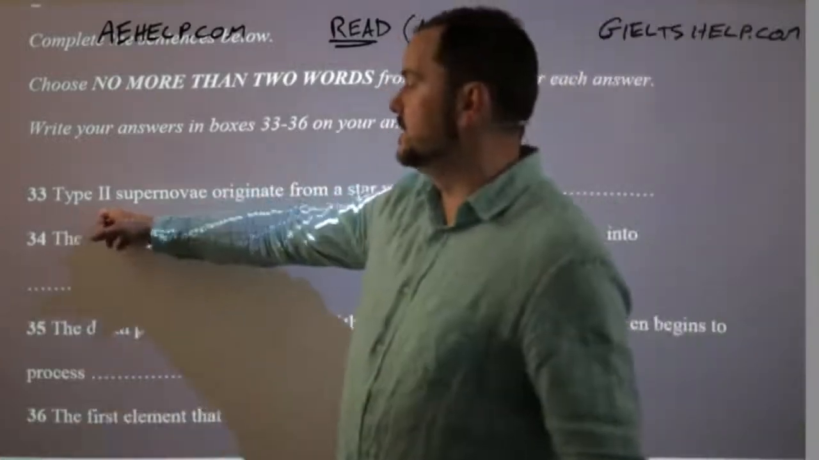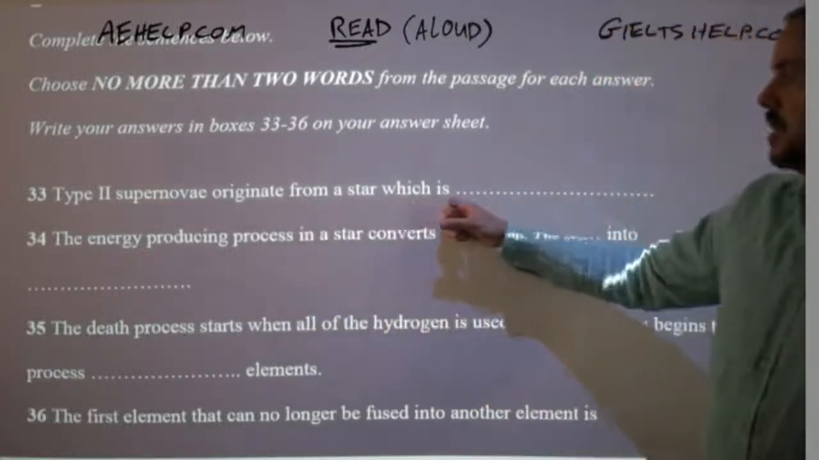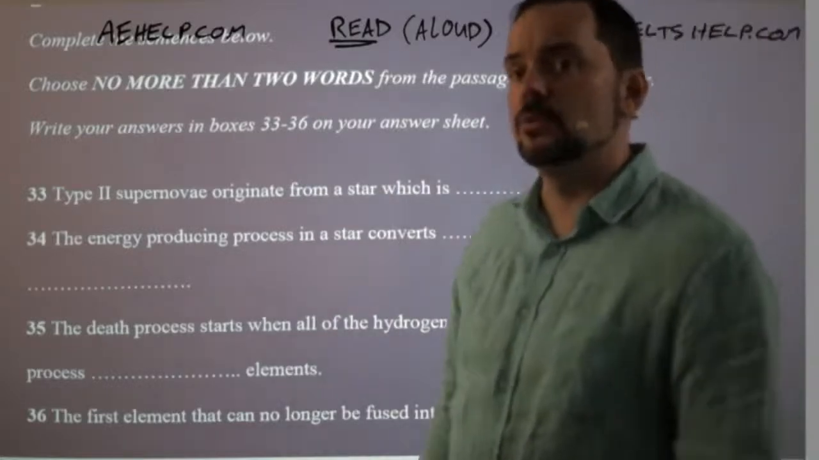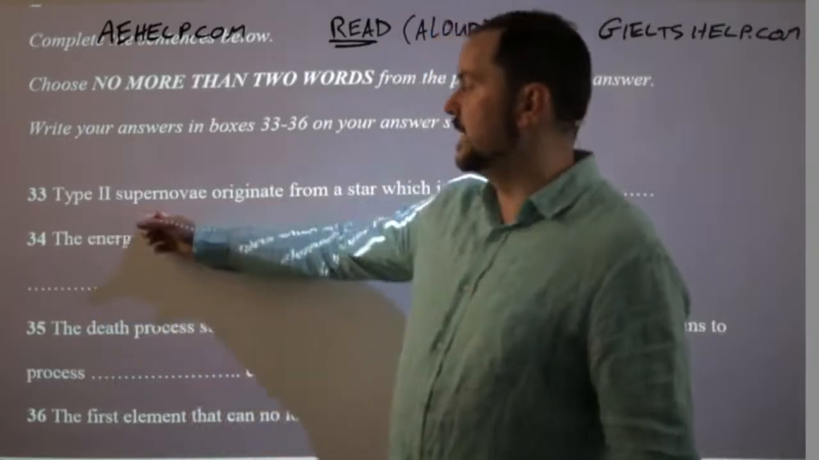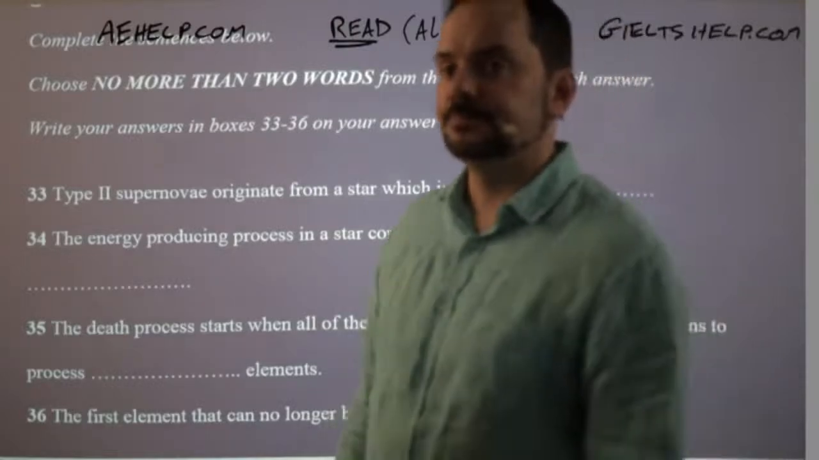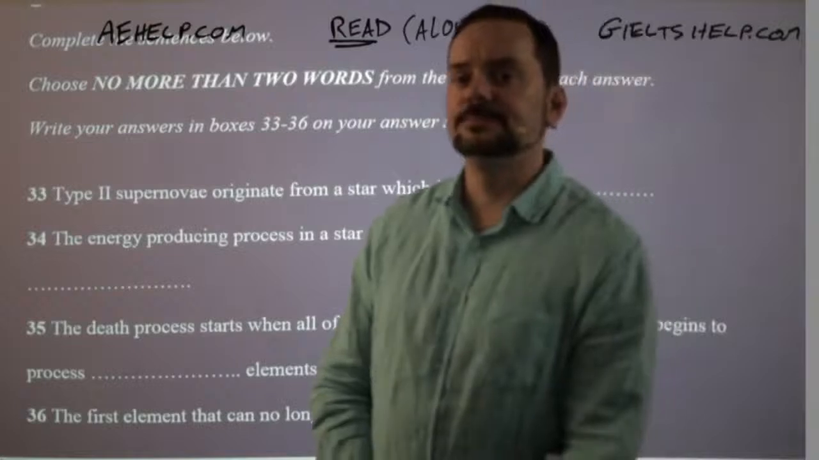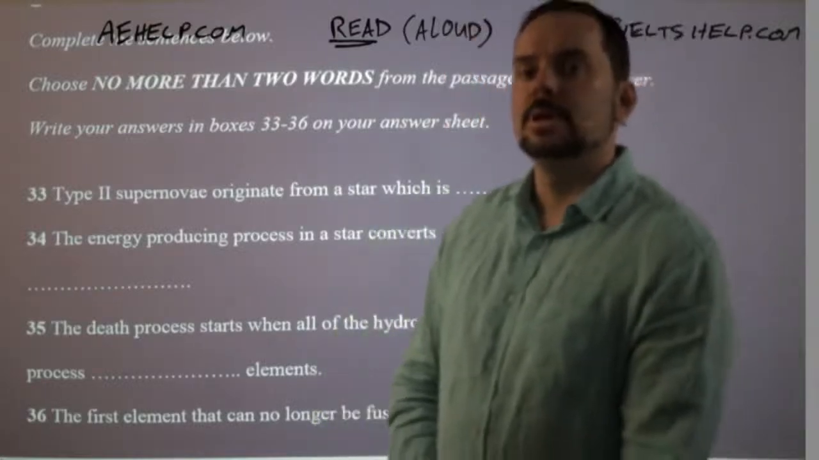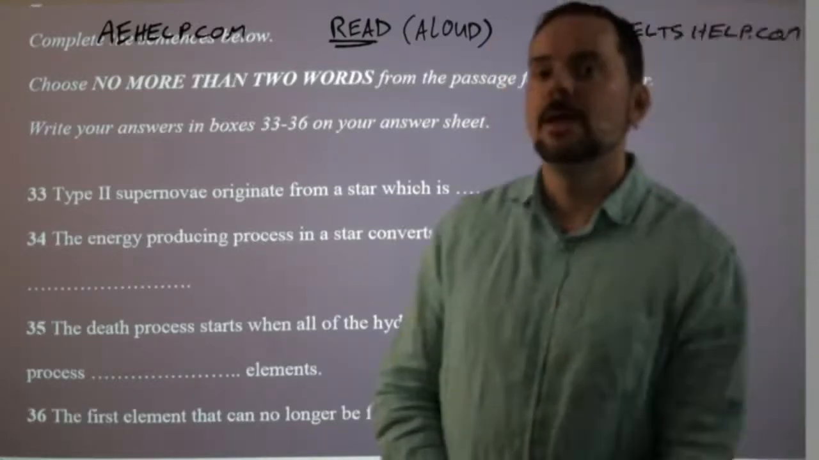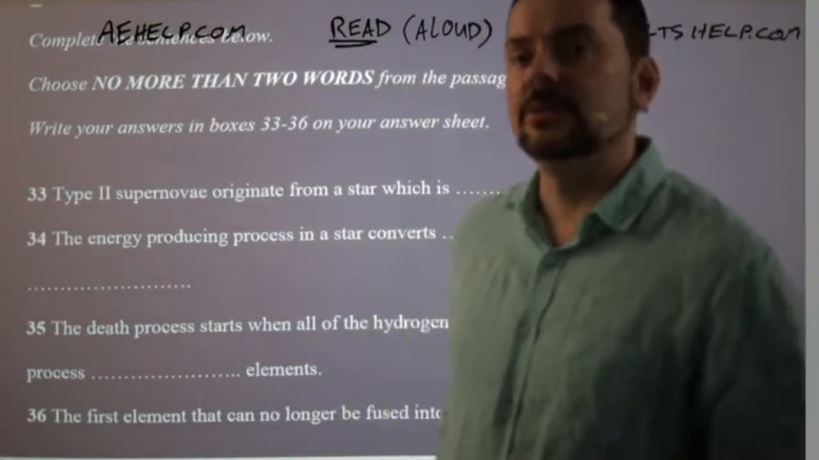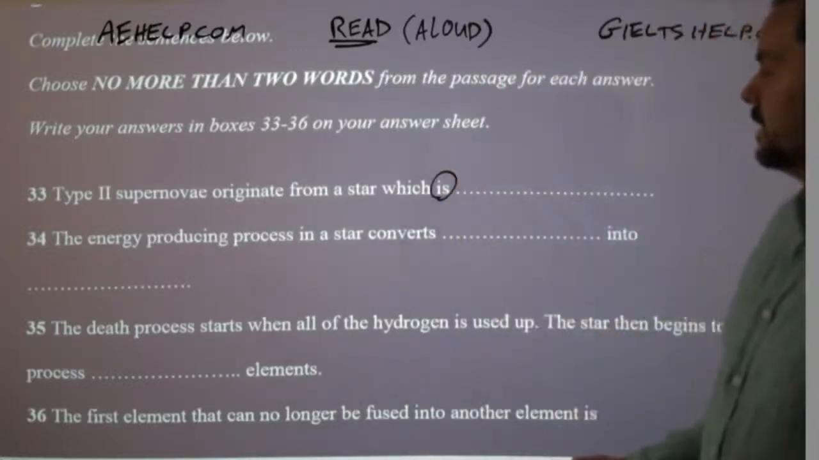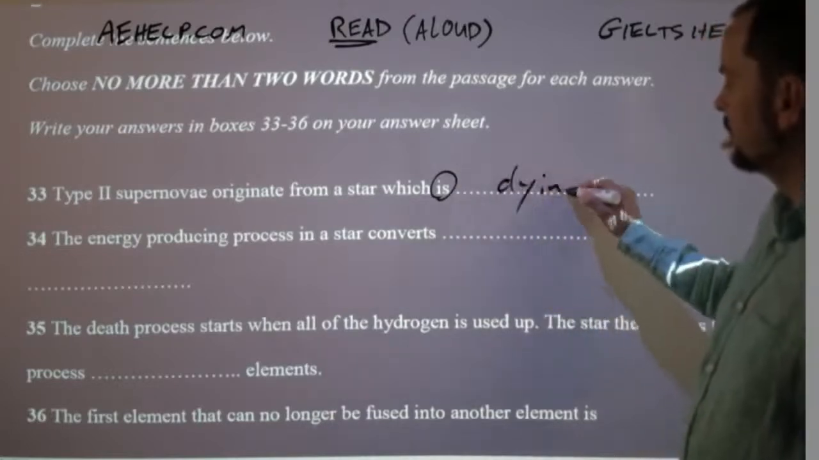So number 33, type 2 supernovae originate from a star which is something. So this is coming from paragraph B. I could search for it. Okay. So type 2 supernovae originate from a star which is what? How would you finish that? Okay. Preeti says dying star. Kashirsha says which is dead. Okay. Yeah, I would go with dying. Progressive form, which is dying, because of the is. It's the be verb here, so which is dying.